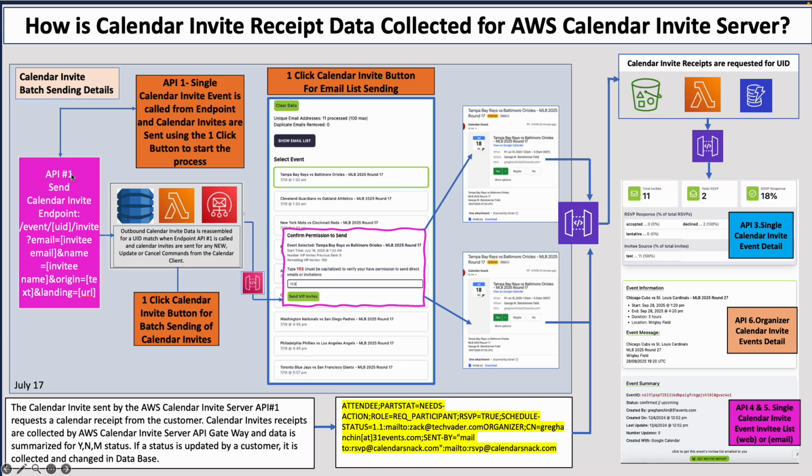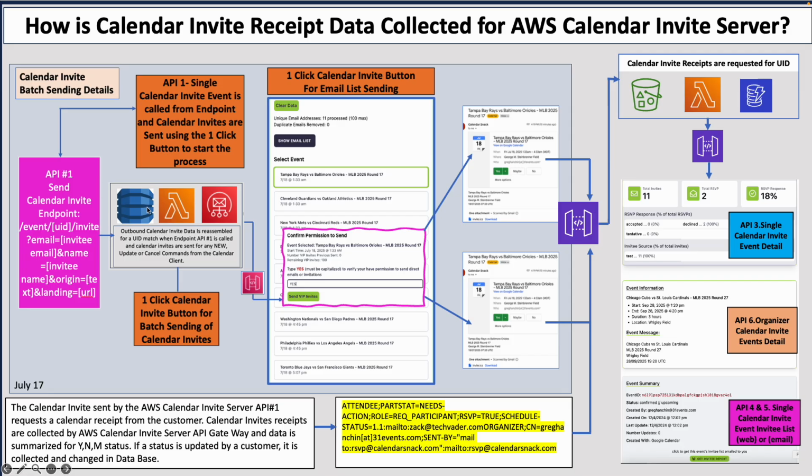API number one is a one-click embedded calendar invite button that we use in web pages. They could be either for bulk calendar invite sends or for individual upcoming web pages, which I've demonstrated here on this YouTube channel. This particular highlight reel is how calendar invite receipt data is collected for the AWS Calendar Invite Server.